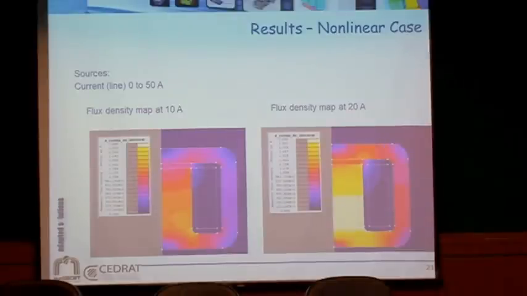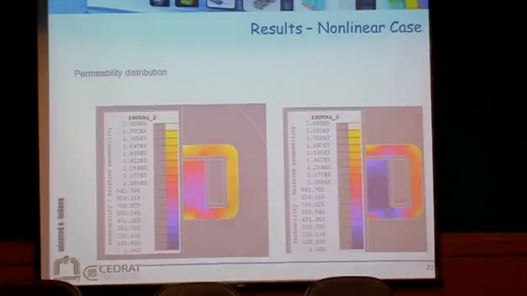Okay. If I go 20 amps, now we can see there is a big part of the leg which is at 2 Tesla. Okay. So we can see there is indeed some change in the flux density. Now let's look at the permeability distribution. And I can plot this in Flux.